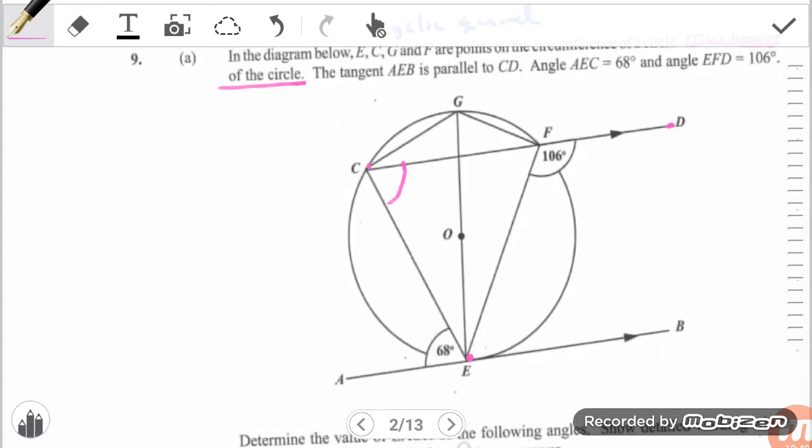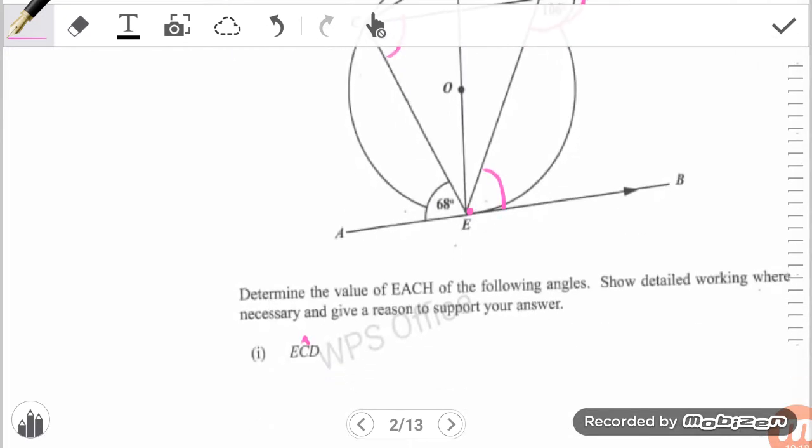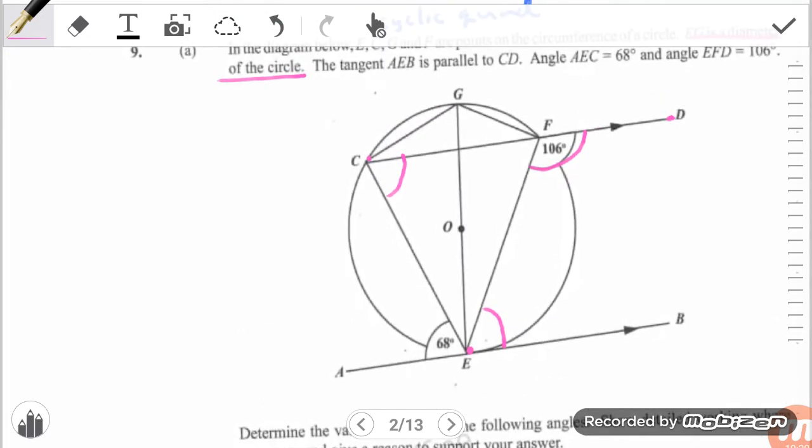All right. Now, this is just what I saw at first. So we're going to be using the tangent that they said are parallel. So this 106 degrees here and this angle down here, they are co-interior angles. They are co-interior angles. So what does that mean?